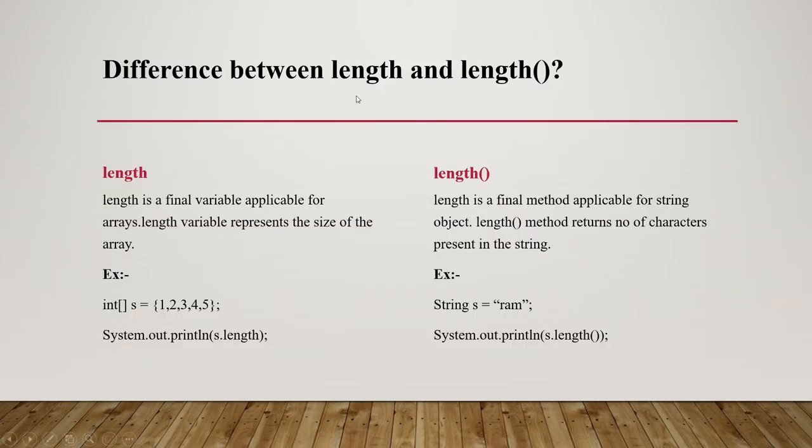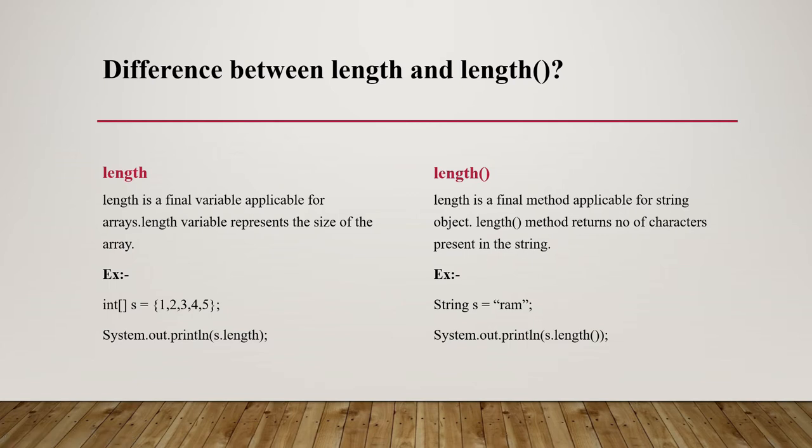So our next question is the difference between length variable and length method. Okay, so we will first see the length variable. Length is a final variable applicable for arrays. Length variable represents the size of the array. And what about the length method? Length is a final method applicable for string objects. It is applicable for string objects. The length method returns the number of characters present in the string.